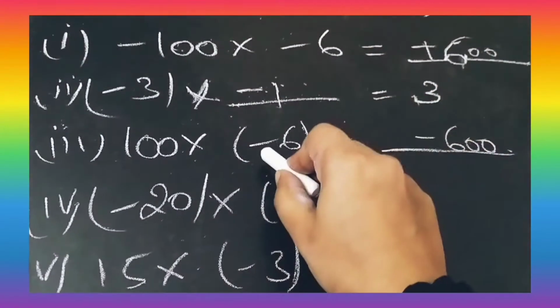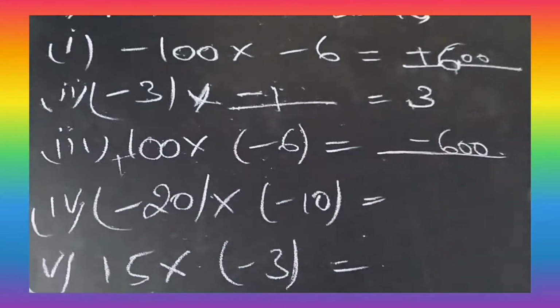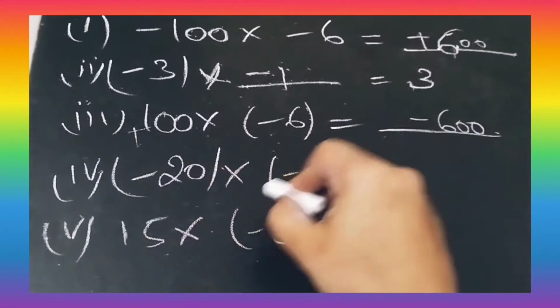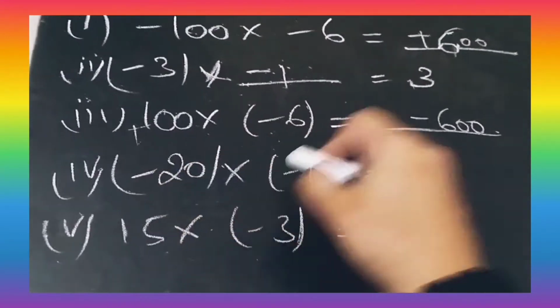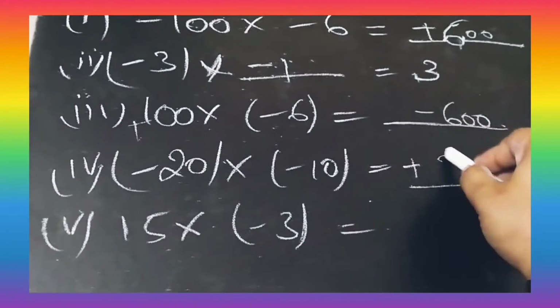Okay, minus is there now. So here plus is there, plus into minus is minus. Minus 20 into minus 10. Again minus into minus is plus. 20 tens is 200.